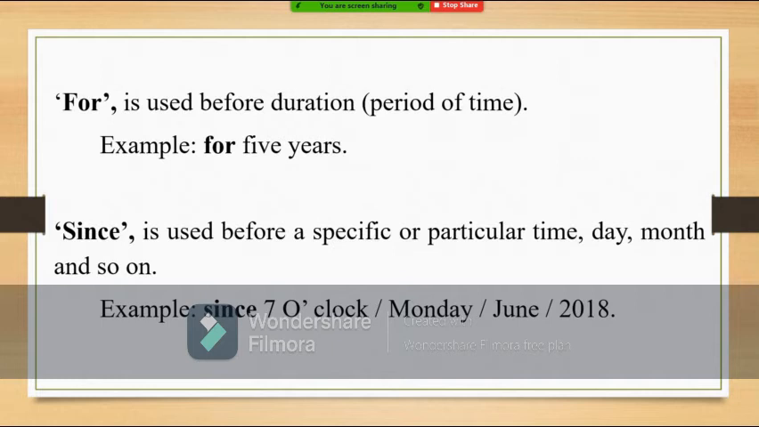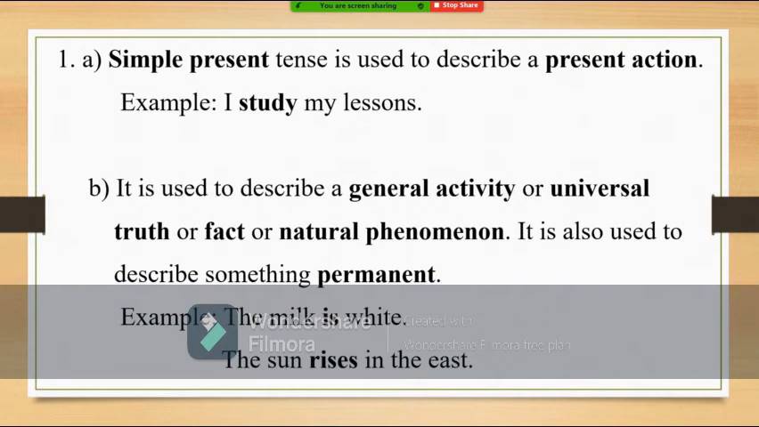Now, I want to recall all the points which I had taught you. First, simple present tense. It can be used under four conditions. What are the four conditions? For any present action, to mention any present action. What do you do now? I study, I play, I go to school, like that. For any present action, you can use simple present tense.